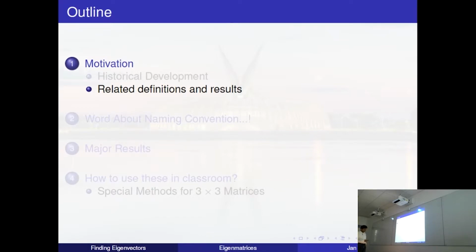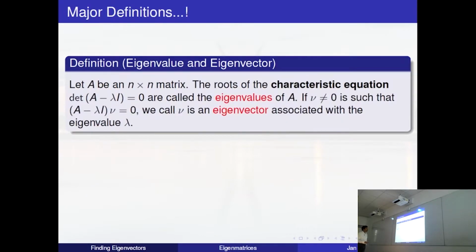Okay, so let's look at some related definitions before we move on. So, what is an eigenvalue? An eigenvector? Let A be an n by n matrix. The roots of the characteristic equation, which is the determinant of A minus lambda I equals 0, are called the eigenvalues of A. And then if you can find a non-zero v such that (A minus lambda I) times v equals 0, we call that the eigenvector corresponding to the eigenvalue lambda. So normally eigenvalue and eigenvector go as a pair. So we call it an eigenvalue-eigenvector pair.